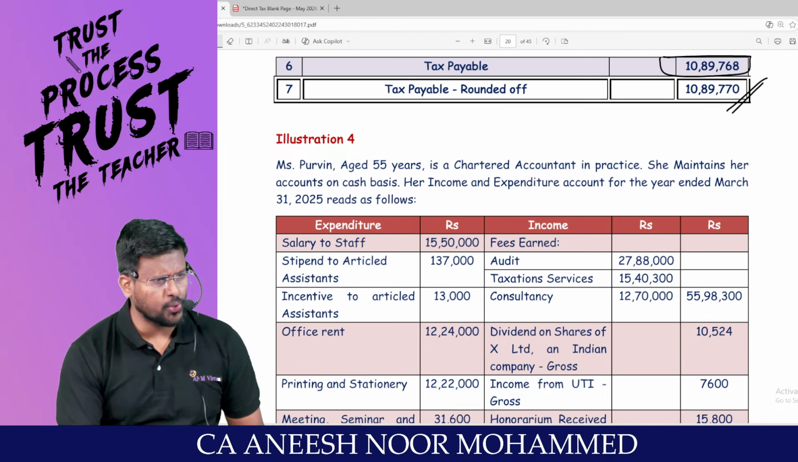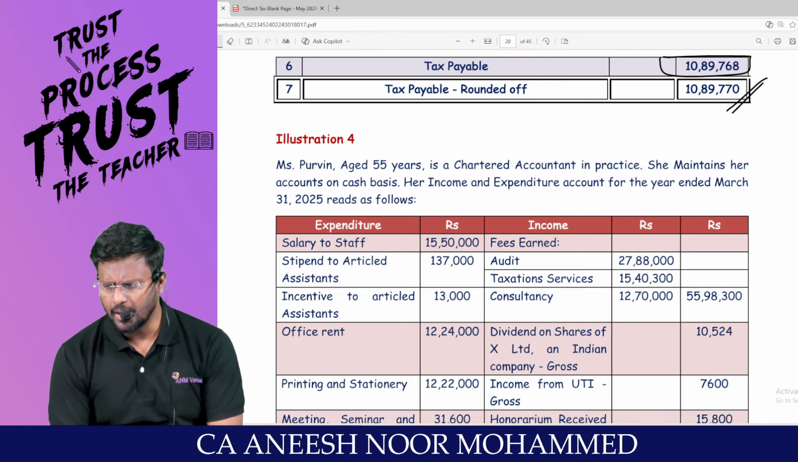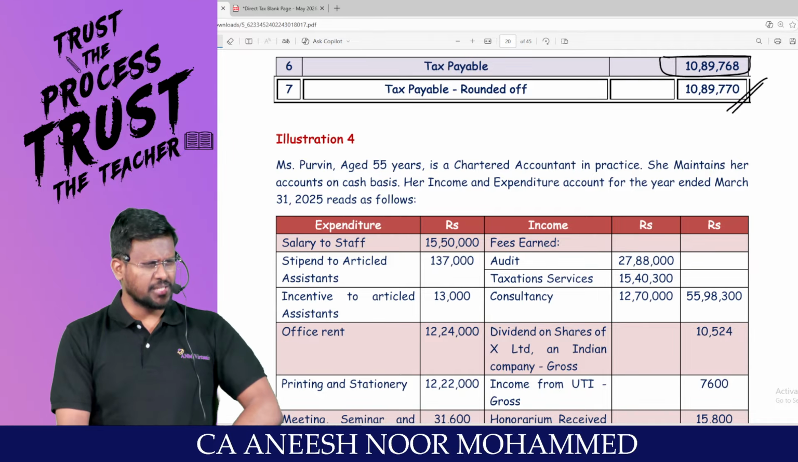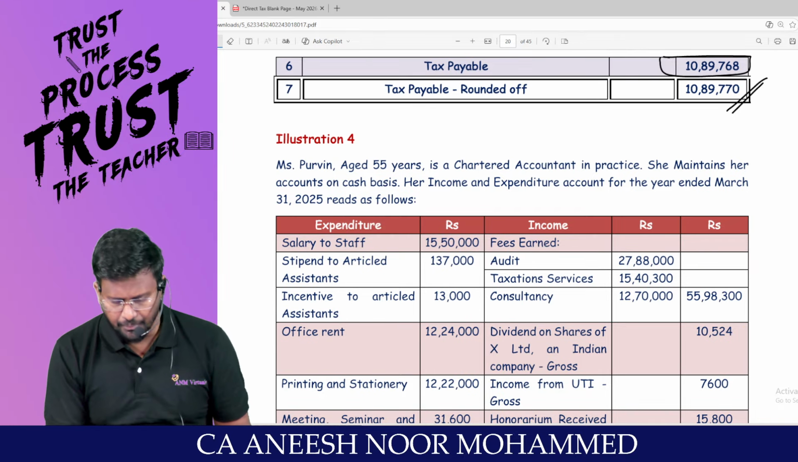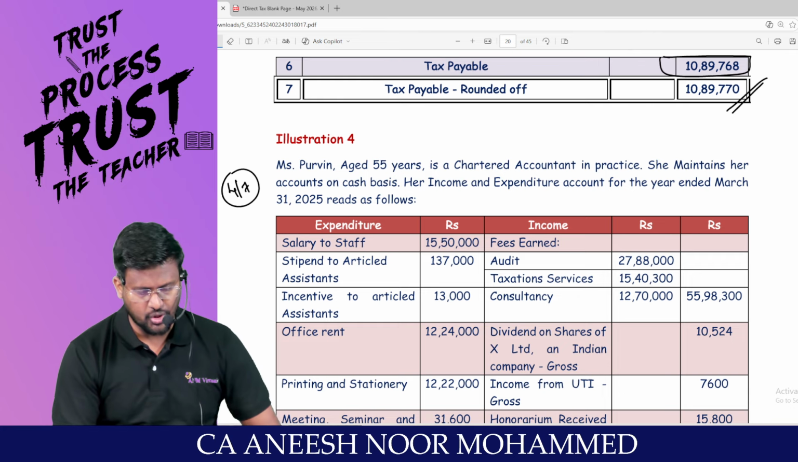We have done 3 different questions actually. Question number 1 is from P&L. Question number 2 is from receipts and payments account. Question number 3 is from... So I'm going to do a 4th question out of 7 questions.